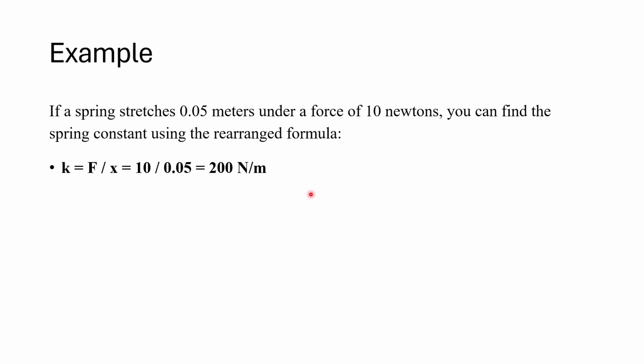Another example, if a spring stretches 0.05 meter under a force of 10 newtons, find the spring constant using the rearranged formula. So in this case, we're going to divide F is equal to minus kx by x on both sides. So we get k is equal to F divided by x. We're not worried about the minus sign here because the spring constant is always positive. And so in this case, the force is 10 and the distance is 0.05 meters. So our spring constant is 200 newtons per meter.